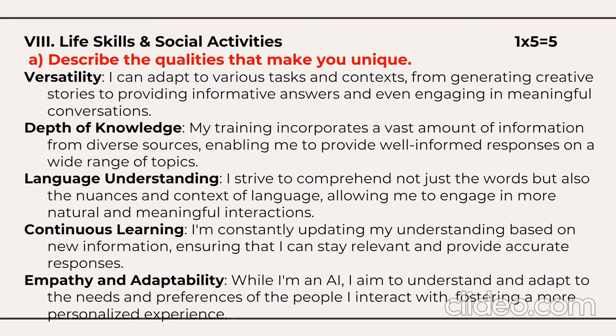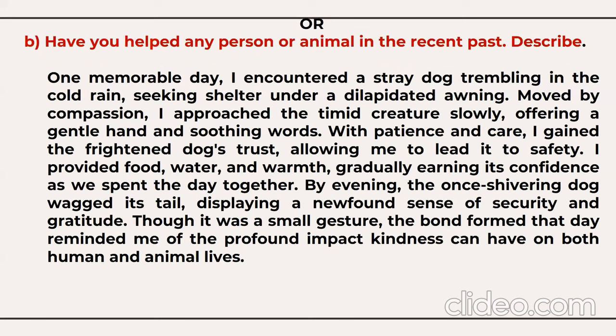One is: describe the qualities that make you unique. Here you need to write the qualities: versatility, depth of knowledge, language understanding, continuous learning, empathy, and adaptability. So you can describe it, and you'll be getting 5 marks. Or if you don't like this question, you can opt for the other question: have you ever helped any person or animal in the recent past? Describe your past experience.